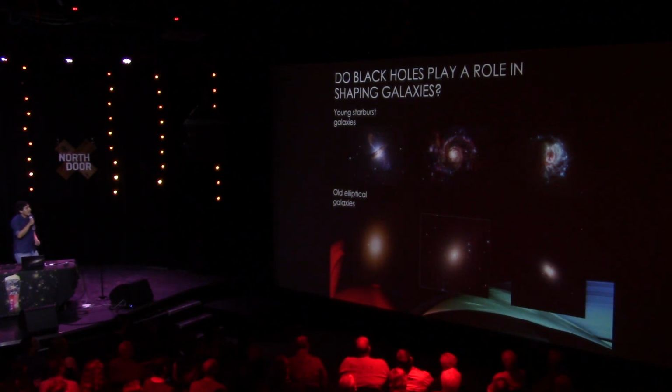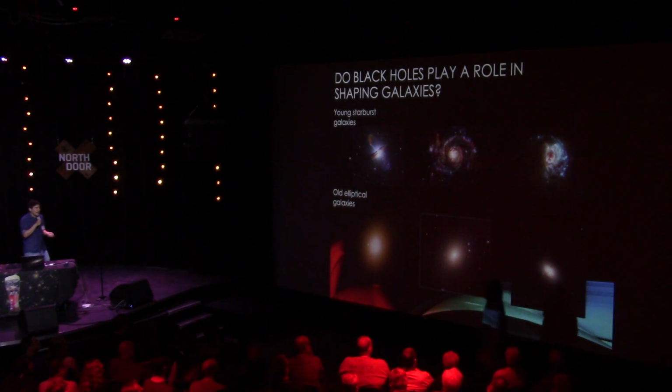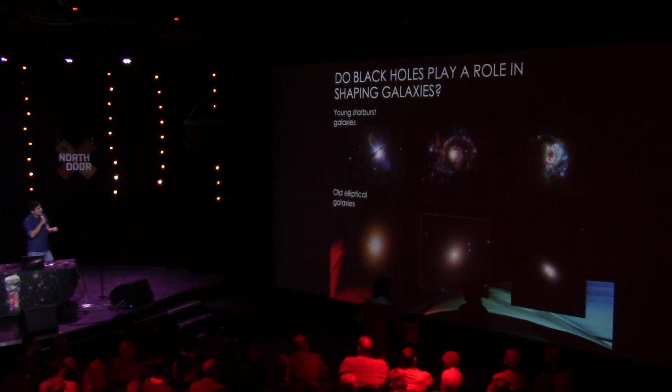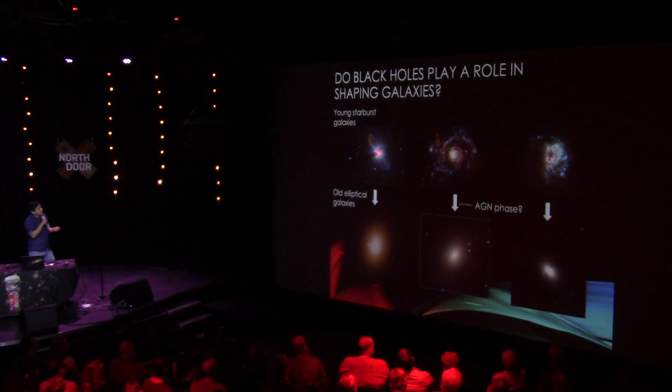It's very cool. And so you also see old elliptical galaxies. These are the spherical galaxies that you see at the bottom. They're very red. They have old stars. They have little to no episodes of star formation going on. So I want to know, is it possible for AGN to perhaps convert some of these starbursty galaxies into old elliptical galaxies through some AGN phase?